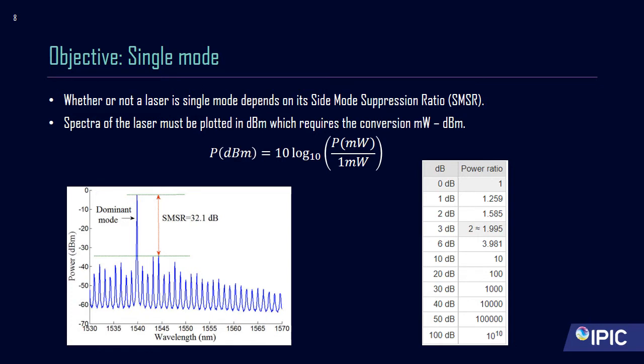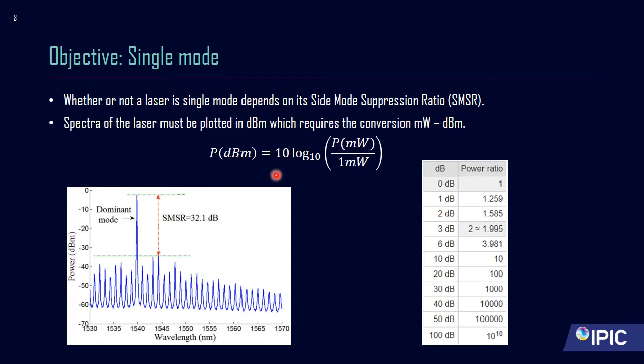One objective when it comes to high-speed telecommunications is to have a laser that generates a single mode. A single mode of a laser is described by its side mode suppression ratio, or SMSR. Now what that is, if you plot the power spectra of the laser in dBm, the conversion is shown here, the difference between the dominant mode and the secondary mode in decibels is the SMSR value.